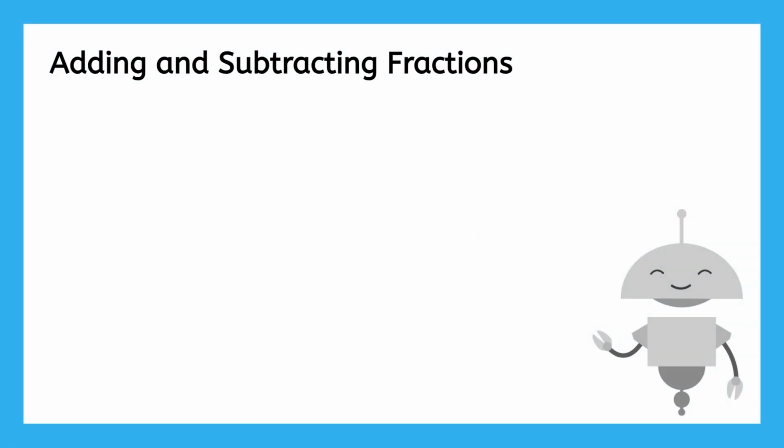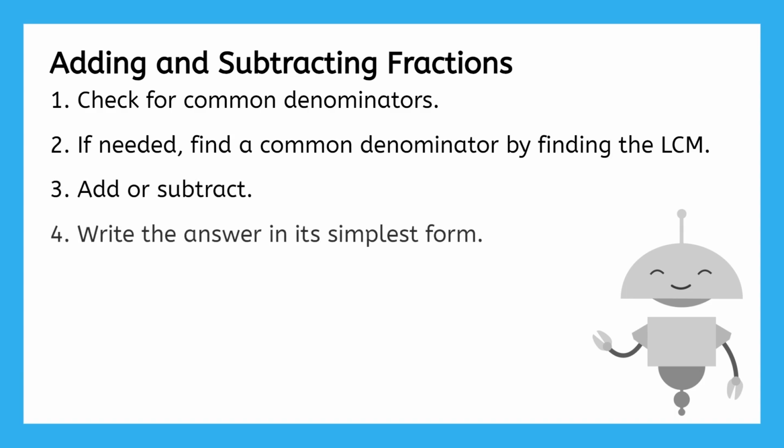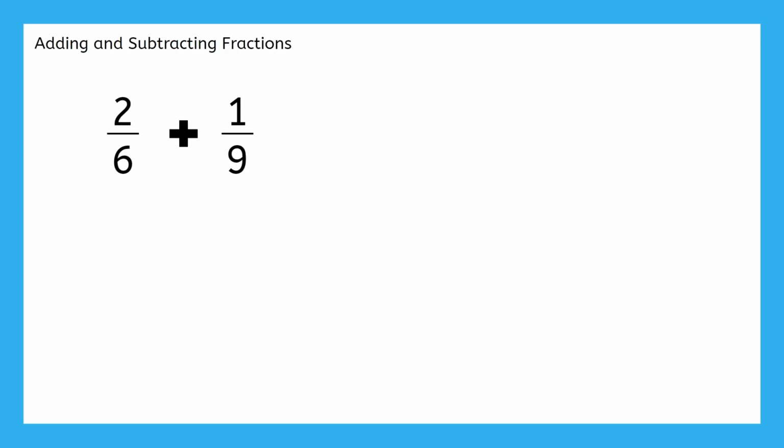Let's try some practice problems. Remember, when adding and subtracting fractions, the first thing we should do is check for common denominators. If the denominators are different, then we can find a common denominator by finding the LCM. This allows us to add or subtract, and finally, if need be, we can rewrite the answer in its simplest form. Pause here while you solve the problem 2/6 plus 1/9.